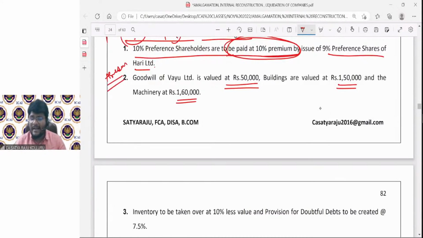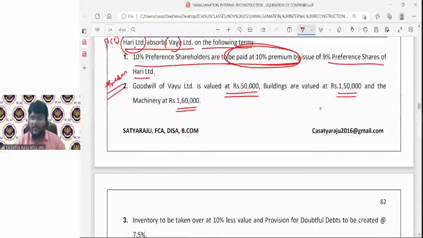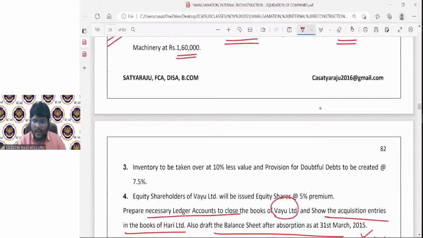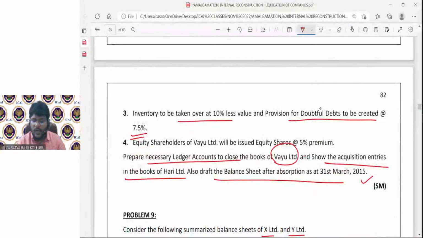What about the remaining other assets and liabilities of Hari Limited and Vayu Limited, sir? If nothing was prescribed, such assets and liabilities are taken over at book values only. Okay, super. Inventory to be taken over at 10% less value and provision for doubtful debts to be created at the rate of 7.5%. Equity shareholders of Vayu Limited will be issued equity shares at the rate of 5% premium.